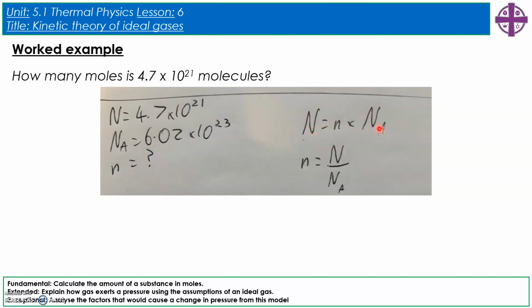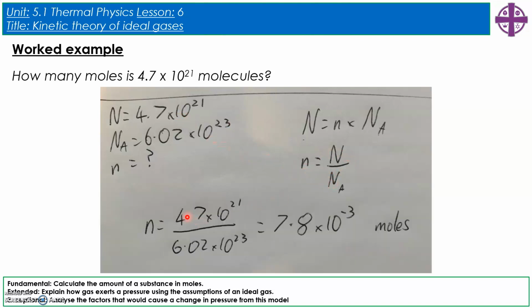The equation is this. And I'm going to rearrange it to get it in terms of little n, because that's what I want to know, the number of moles. And then sticking in my values for N and my values for Avogadro's constant, Na, I should come to 7.8 times 10 to the minus 3 moles. So you can put those into your notes as some worked examples.